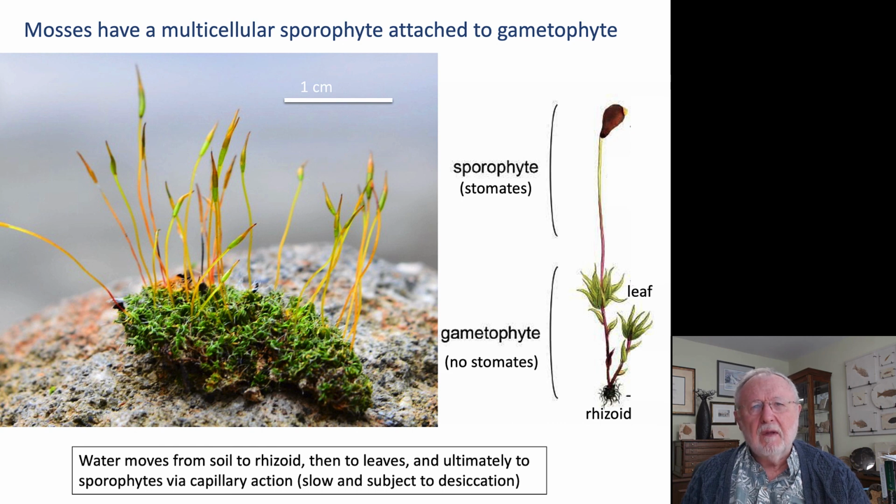Why? We don't know, but we can speculate. One speculation is that the rate of water movement through capillary action from the gametophyte to the sporophyte is slow. And to maintain hydration, the sporophyte has stomatal pores that close and reduce the rate of water loss, allowing hydration of the sporophyte.